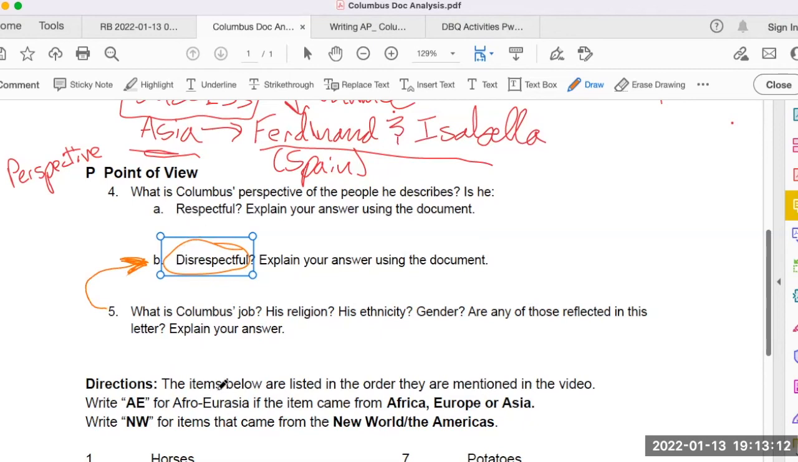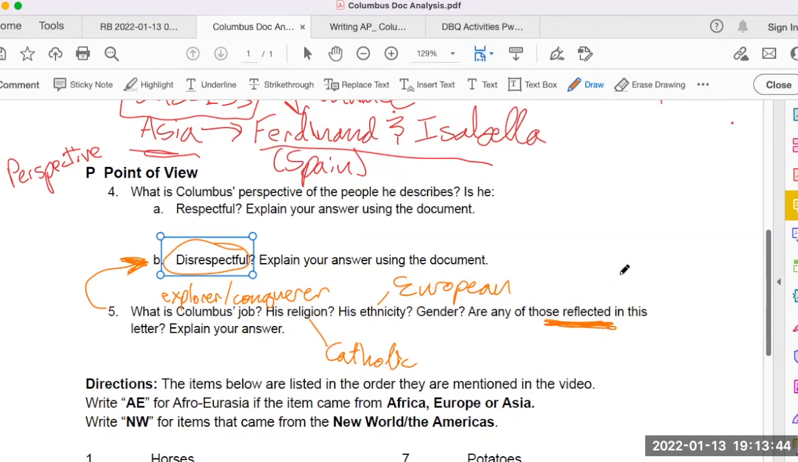Now we need to apply what about Columbus lends itself to him viewing them in a disrespectful way. So for his job, we listed that he was an explorer and a conqueror. His religion, Catholic. His ethnicity, European. These are the characteristics of his point of view that probably are going to be most reflected in the letter.